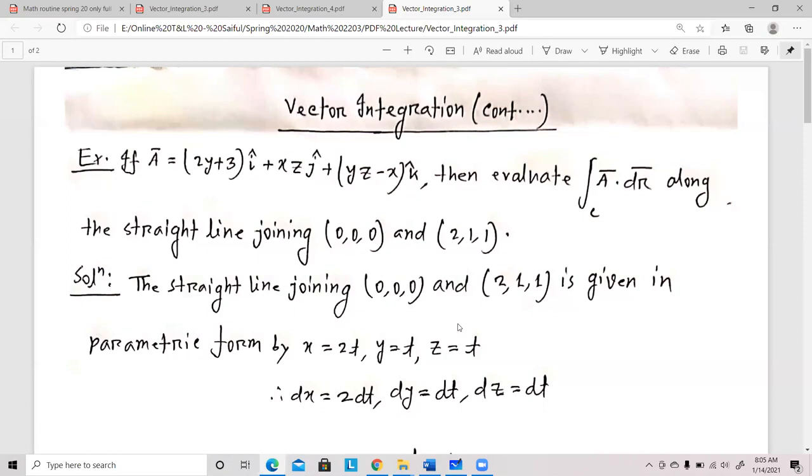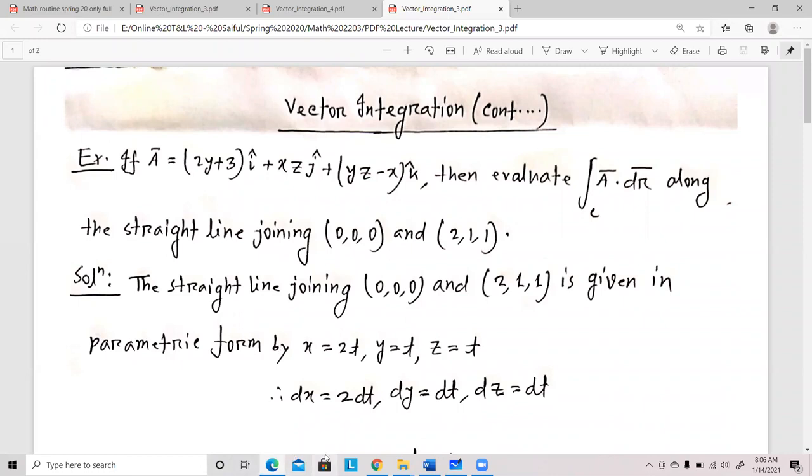So we have to evaluate this line integral A dot dr, and A is defined by this, and dr we know is dx i plus dy j plus dz k. If we do the dot product of these two vectors, then we get a mixed variable term including the variables x, y and z, but the integral is a line integral. Okay?